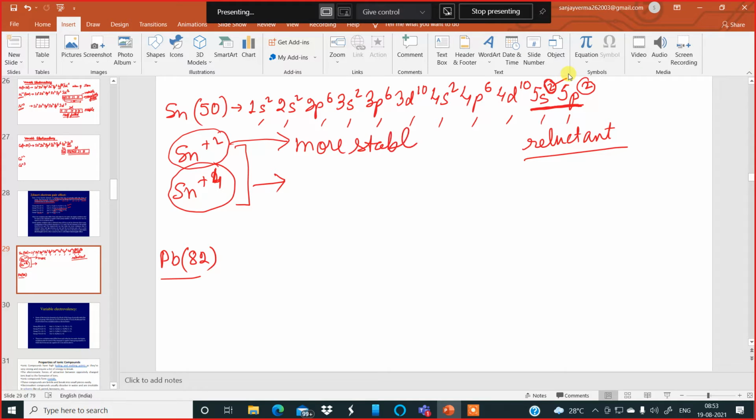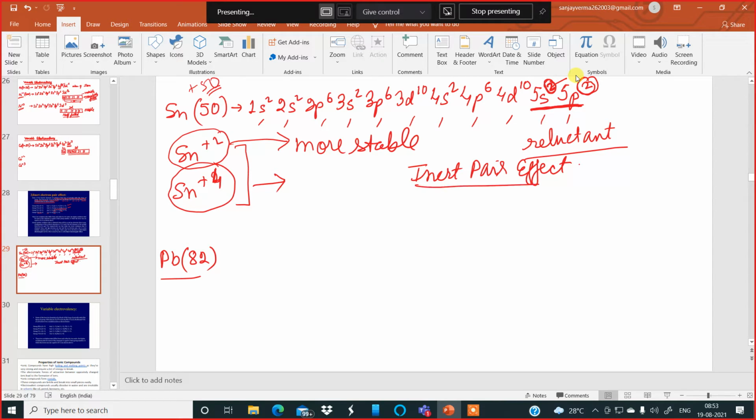Sn plus 2 is more stable because immediately after the loss of these 2 electrons, the nucleus becomes stronger with plus 50 positive charges, and now it can easily pull 48 electrons more strongly and firmly towards itself. That's why the loss of these 2 electrons becomes much more difficult. So that's why Sn plus 2 is more stable. This is because of an effect which is called inert pair effect.